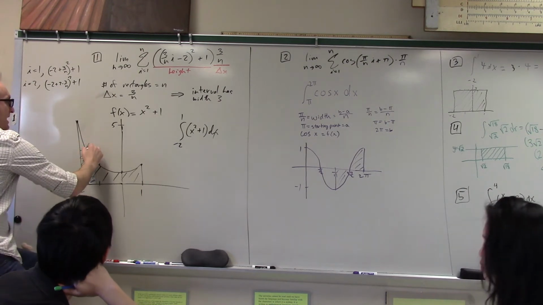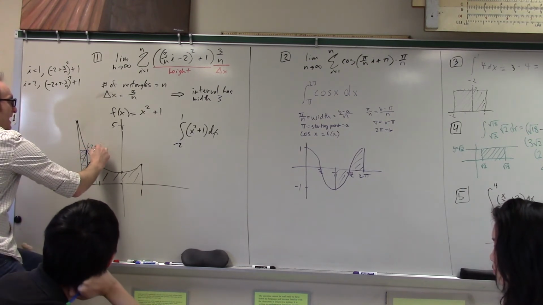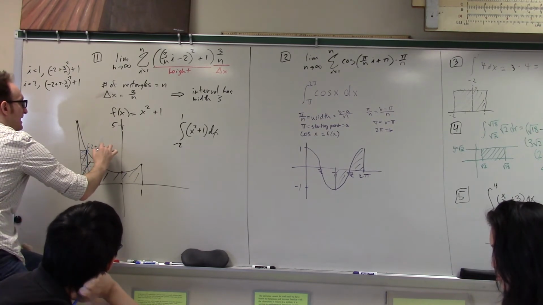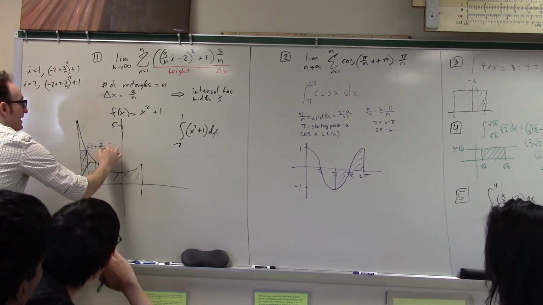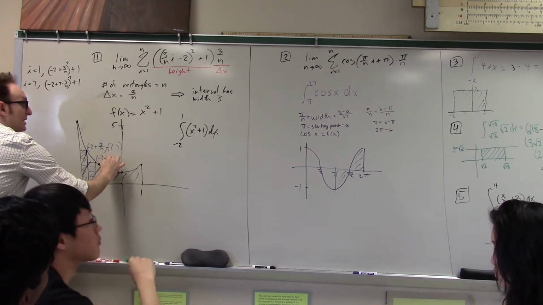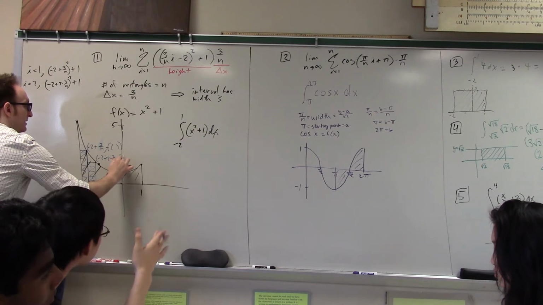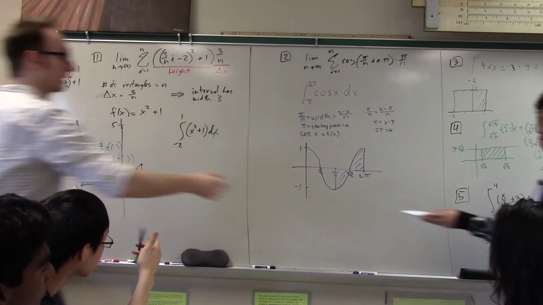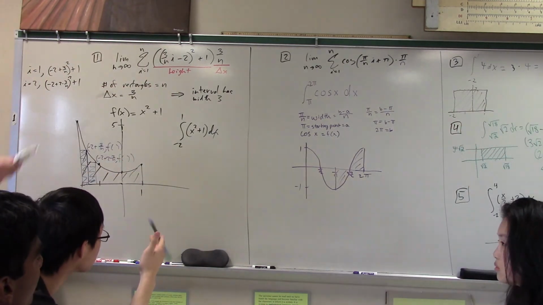That would be -2 plus i times 3 over n, comma, f of that, and the next point would be -2 plus 2 times 3 over n, f of that, etc. Everybody with me? Okay.